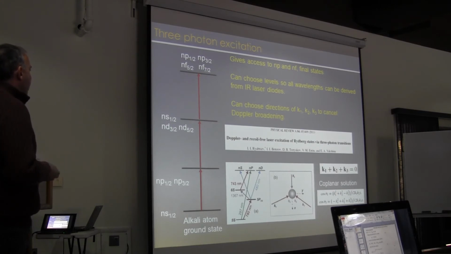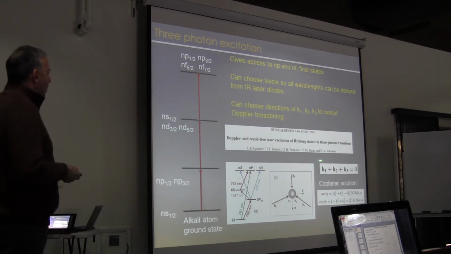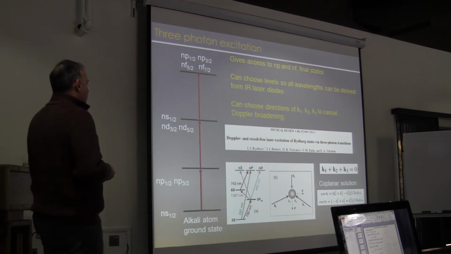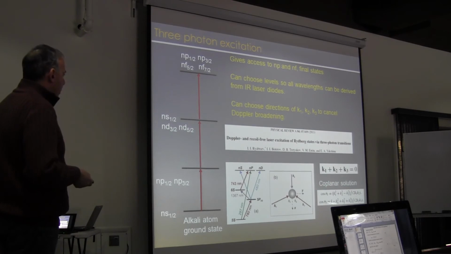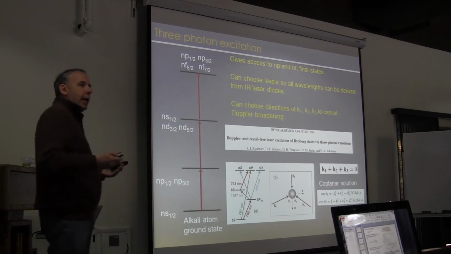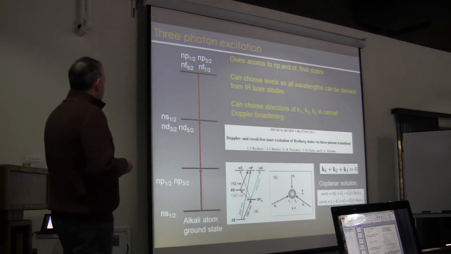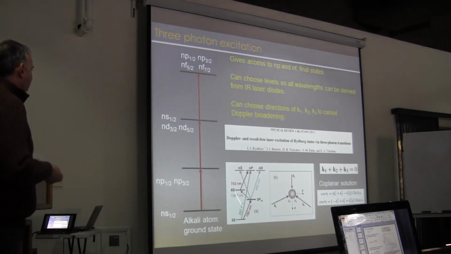There's a nice paper from the Novosibirsk group from a couple of years ago, which shows that if you take a 3-photon excitation, consider general k1 plus k2 plus k3 equal to 0, that would cancel the Doppler effect. And there are coplanar solutions. So there are some examples here, a particular geometry with all 3 beams in the plane, which will give you Doppler-free excitation. That would allow you to go outside the cold atom regime and actually get Doppler-free excitation, for example, in vapor cells.